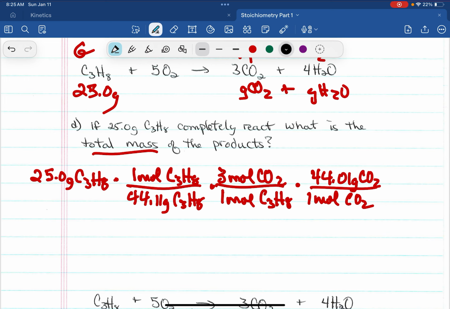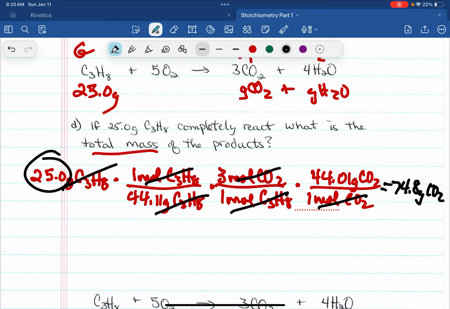So here are all my steps. I'm going to cancel my grams of C3H8. I'm going to cancel my moles of C3H8. I'm going to cancel my moles of CO2. And I'm ready to do the math. And I end up with, for this one, 74.8 grams of CO2. I started with 3 sig figs, I should end with 3. It was actually 74.82997053, and I rounded it to 74.8.